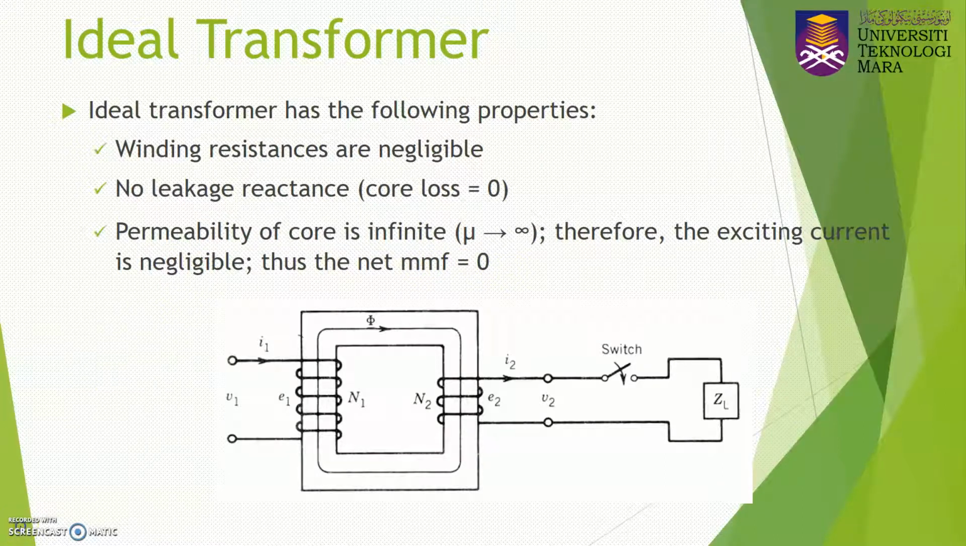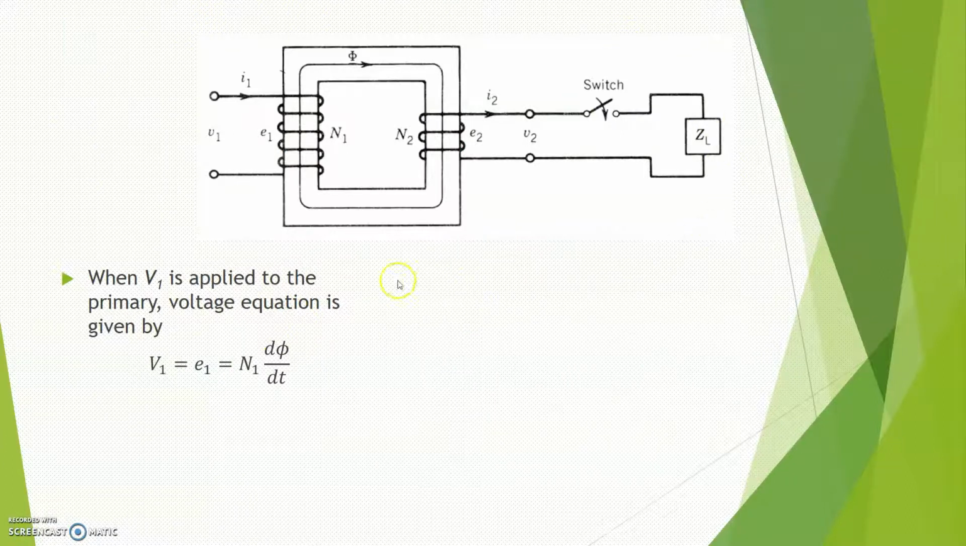You consider this schematic diagram when the primary winding is connected to V1. The time varying flux dphi over dt will be established in the core. Due to that, E1 will be induced in the winding, and this E1 will be equal to V1, considering the resistance of the winding is negligible. So in this case, V1 is equal to E1 equal to N1 multiplied by d flux over dt.